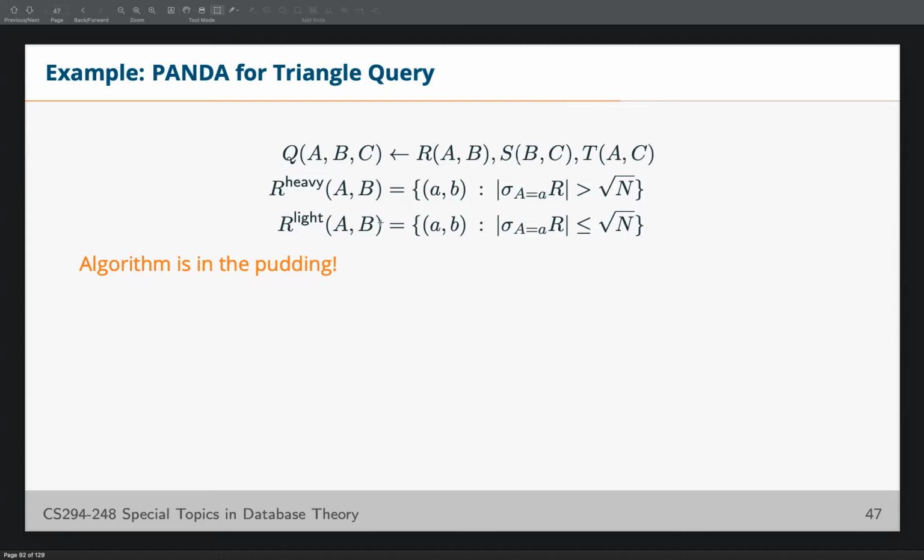Okay? So this partitioning, the main idea is that in order to avoid a big intermediate, you really want to avoid joining two heavy things together, like two heavy hitters. You really want to avoid that. And the proof actually gives you a recipe for when to avoid those things.